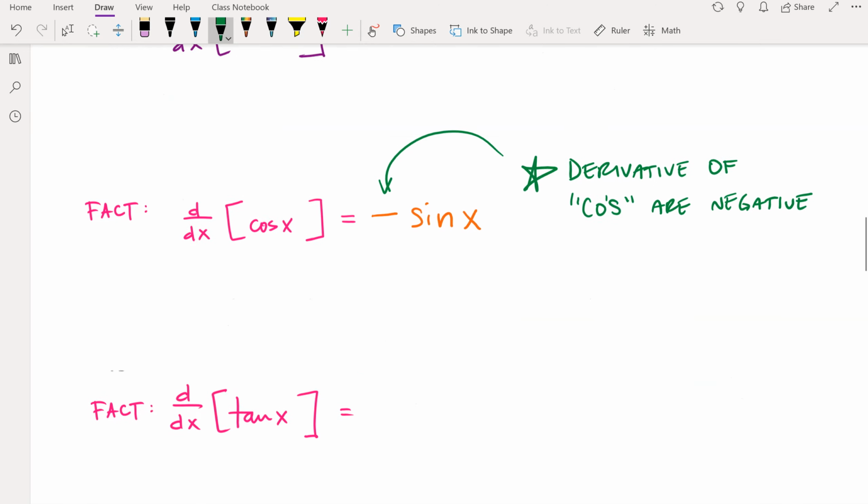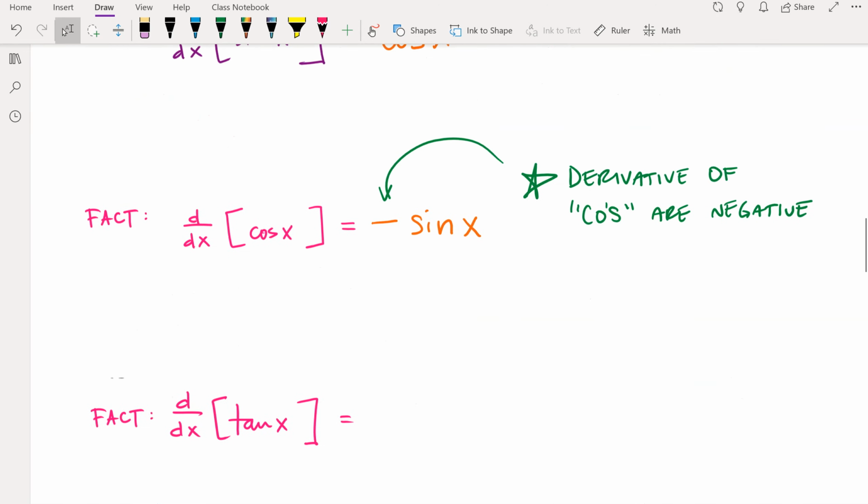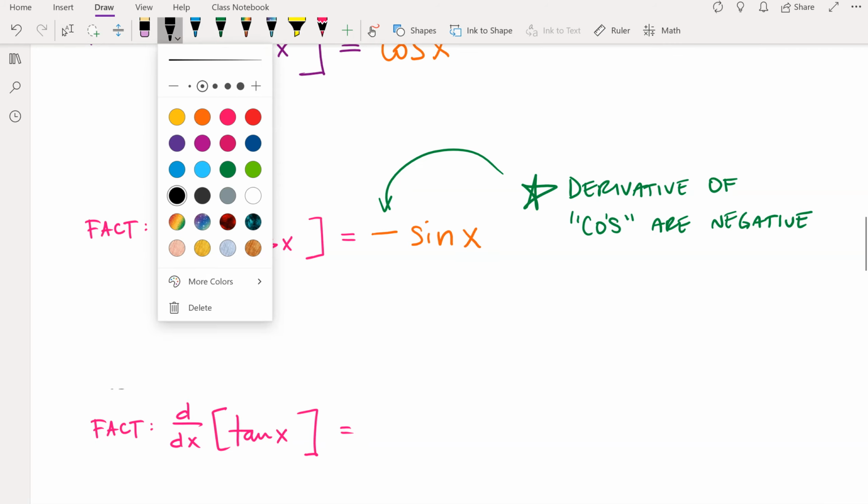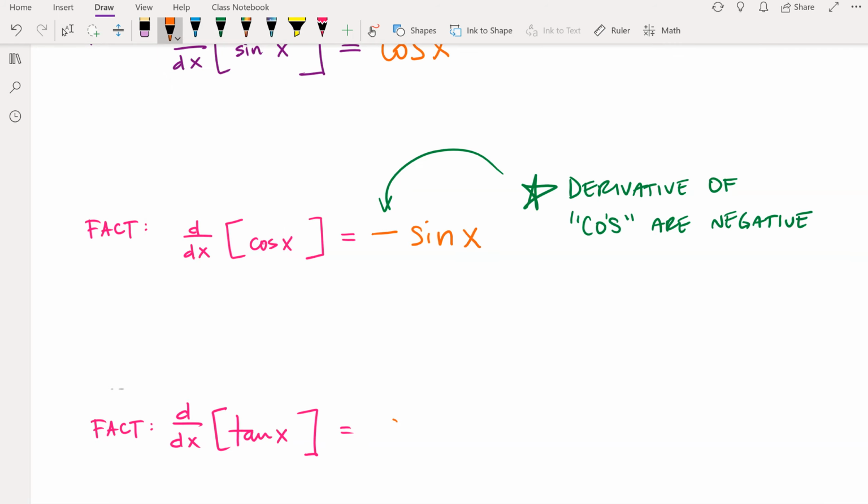All right. Let's do the derivative of tangent now. So what is the derivative of tangent? The derivative of tangent is secant squared x. And I just want to give y'all a reminder. This is the same as writing secant of x squared. But in calculus and in higher level math, you don't usually write it this way. You write it this way, secant squared x. But that's the same thing.